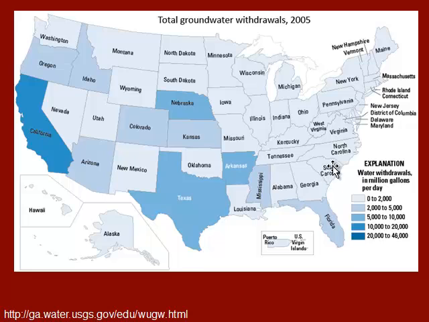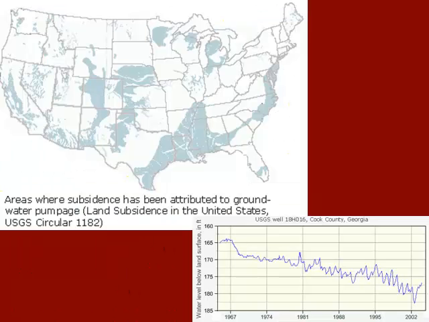Over in Georgia, every summer they have times where they can't water their lawns or wash their cars. There's a couple lakes in the area that decrease in level dramatically in the summertime because there's so much groundwater withdrawal. And with that, in some of these places, we can also have subsidence that is a direct result of over pumping. And here you can see this is Cook County, Georgia, how much decline they've had in the water table because of so much over pumping.